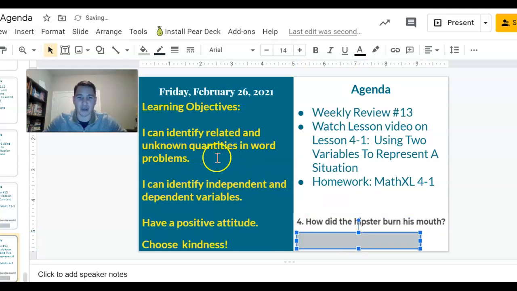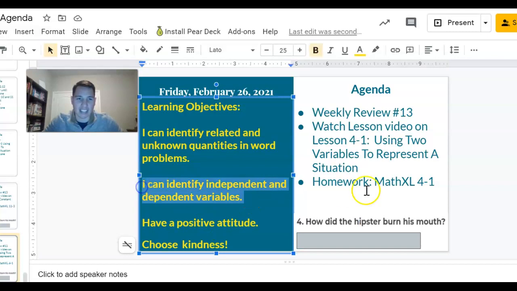All right. Your goals today are to be able to identify related and unknown quantities in word problems and be able to identify independent and dependent variables. Does this sound familiar? It should, because you've learned about this in science class already. So hopefully you have a good understanding moving forward.